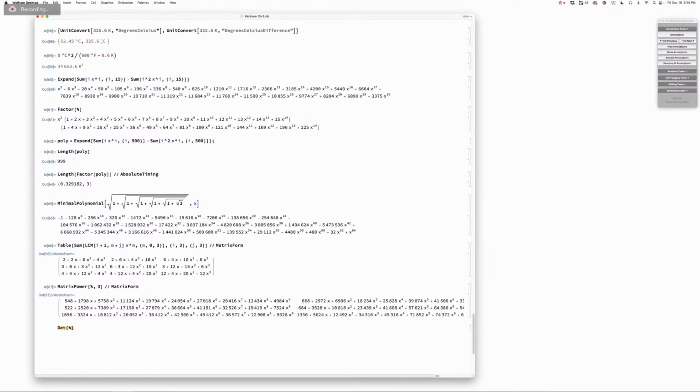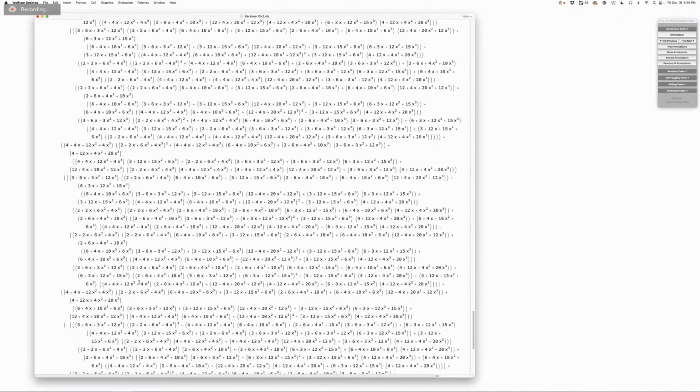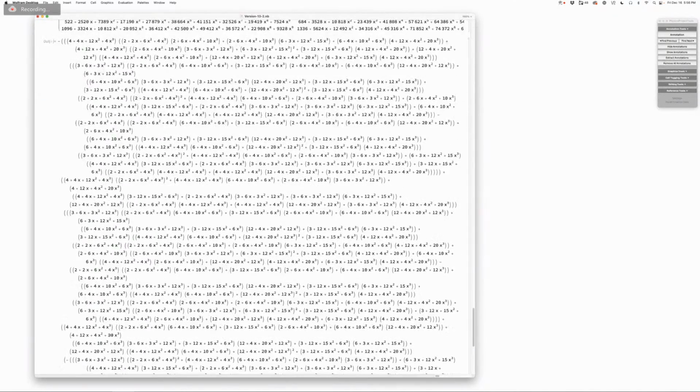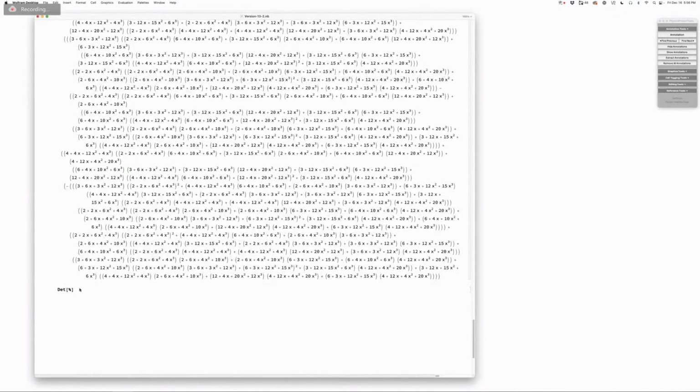I think I have it. Do I have it here? Yes, I think I have it here. This is what 13.1 would give for this determinant. Okay, big complicated mess. Let's compute it in version 13.2.